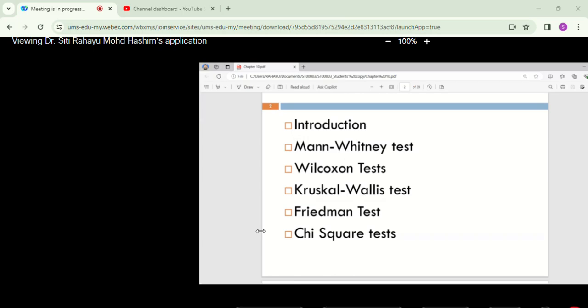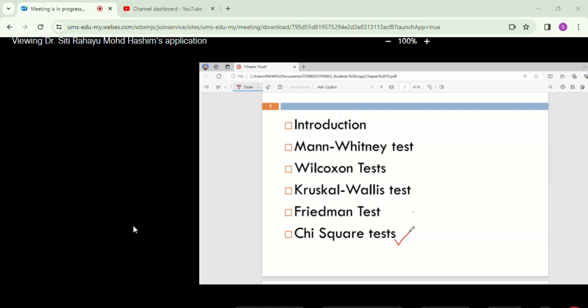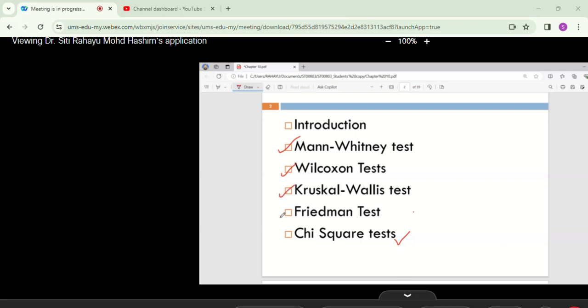Okay, the chi-square test you already learned. So we will not discuss it any further because it was already discussed during our correlation topic, right? So we will discuss Mann-Whitney and Wilcoxon test as well as Kruskal-Wallis and Friedman test.